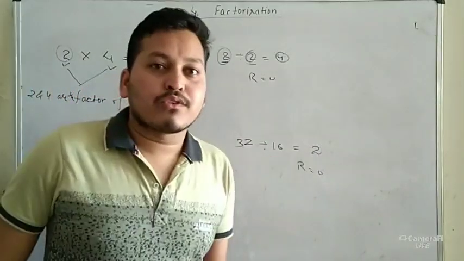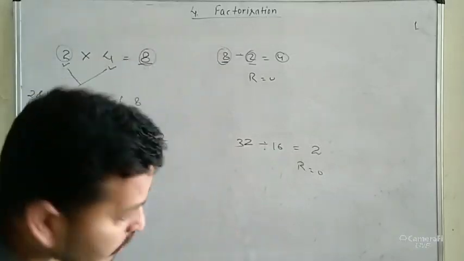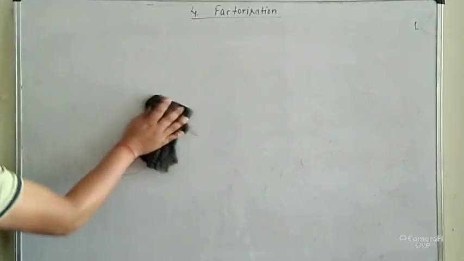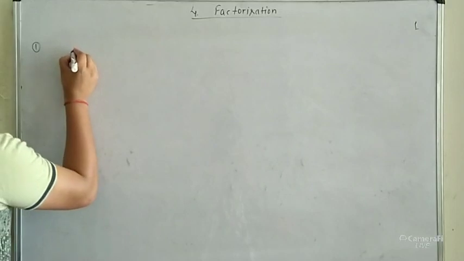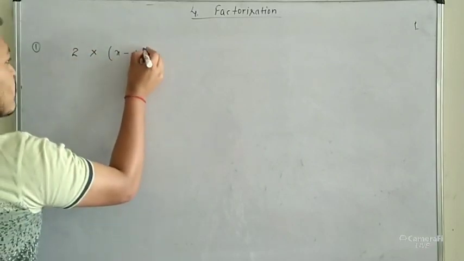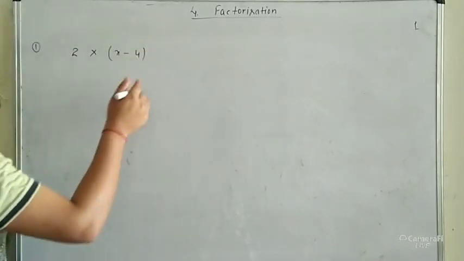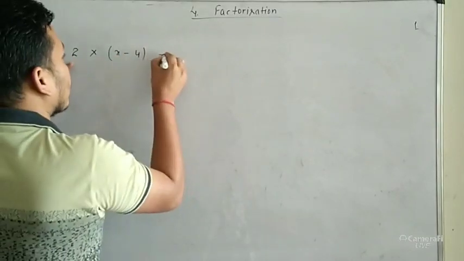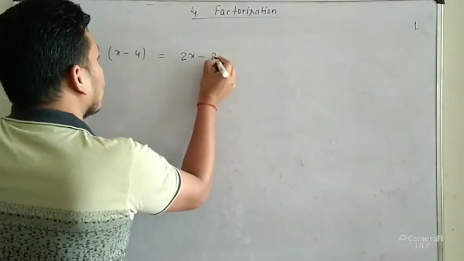But this is based on numerical values. We are dealing with algebraic questions, so how can we identify a factor in the case of algebra? So, another example I am taking: 2 multiplied by x minus 4. When you multiply 2 with x minus 4, first 2 multiplied with x, then 2 multiplied with 4. The answer will be 2x minus 8.